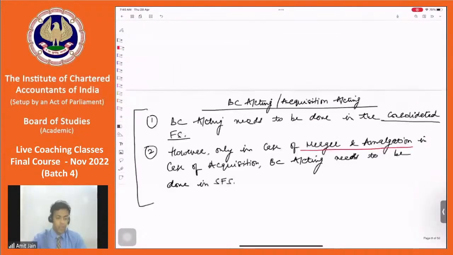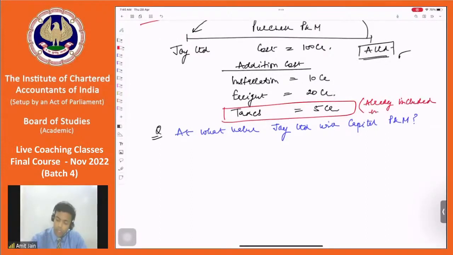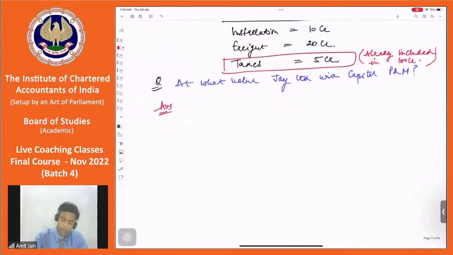Okay, Jay has replied 130 crores. What is Jay saying? He's saying this assumes the purchase cost is already included in the 100 crores. Reasonable assumption he has taken. Very good answer. So what we are saying, cost is purchase cost.